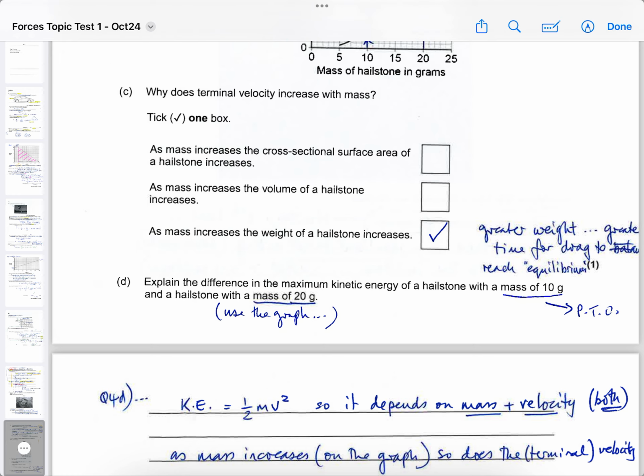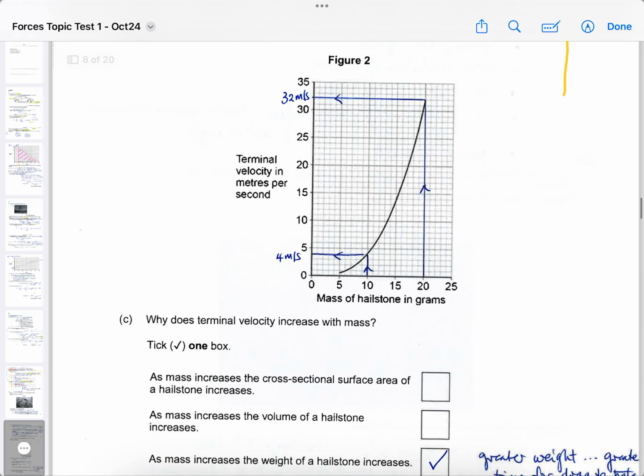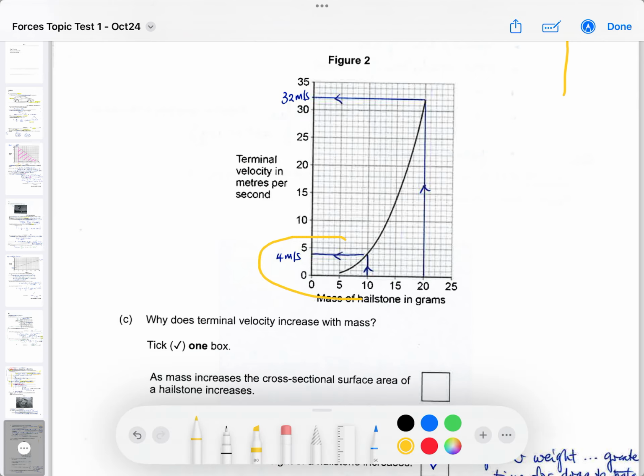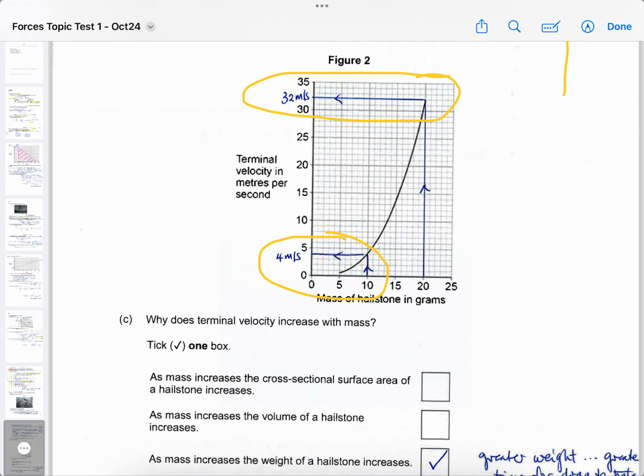Part D then says explain the difference in the maximum kinetic energy of a hailstone with a mass of 10 grams and a hailstone with a mass of 20 grams. So you have to use the graph. I've drawn 10 grams and 20 grams on my graph. 10 grams is 4 meters per second, so that's over here. I've shown the arrows, so again I've got clarity there. For the 20 grams, the arrow upwards will equate to going across to 32 meters per second. These are useful ways of showing that you've done some thinking and some working out on the graph.